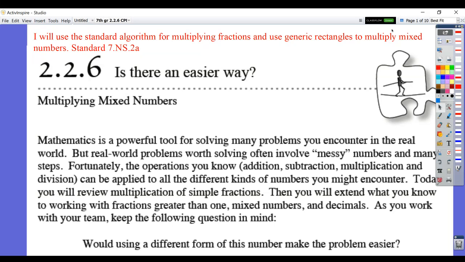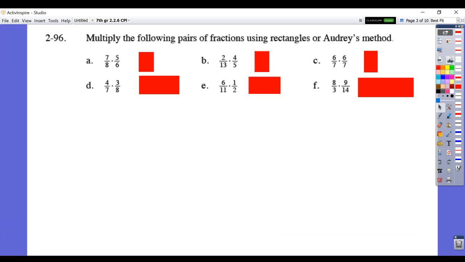This video is to help you with 2.2.6. Is there an easier way of multiplying mixed numbers? So first of all, we're going to look at 2.9.6.